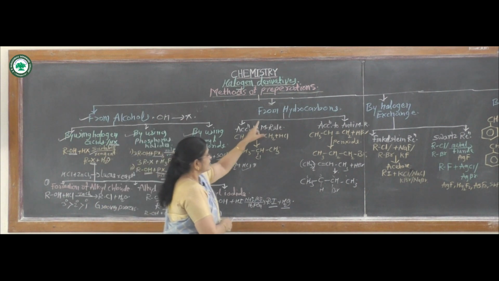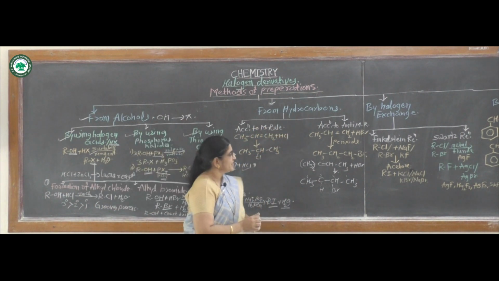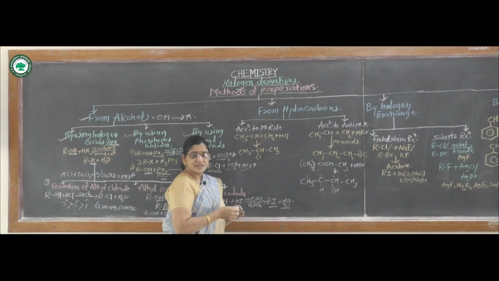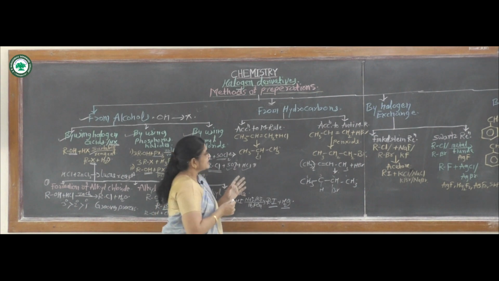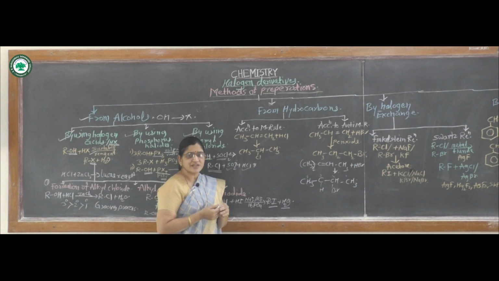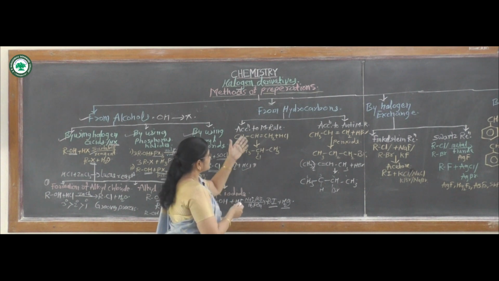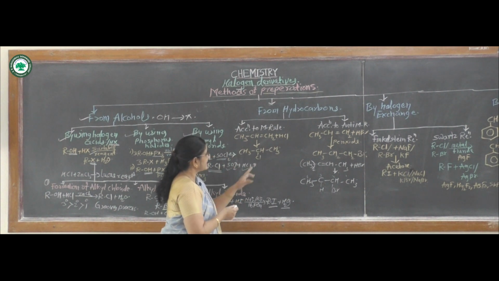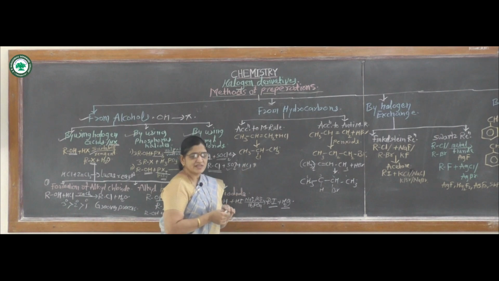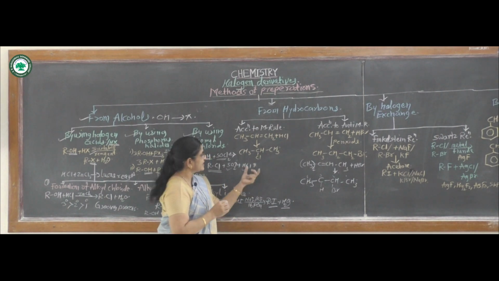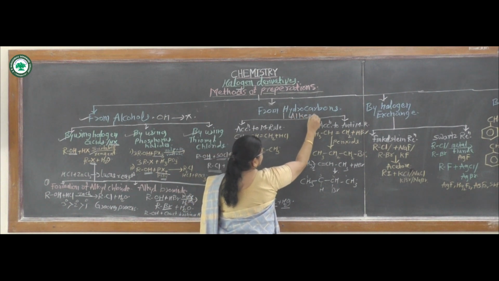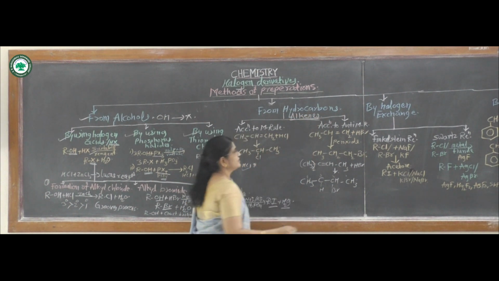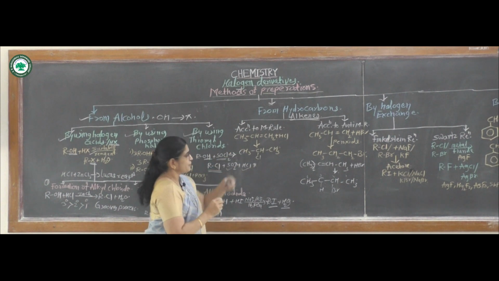Then the second method, from hydrocarbons. Which hydrocarbons? There are mainly three types of hydrocarbons, that is alkanes, alkenes and alkynes. Of these, alkenes and alkynes are unsaturated hydrocarbons. Then for preparation of alkyl halides from hydrocarbons, that means preparation of alkyl halide from alkenes, that is unsaturated hydrocarbons, there are two methods.